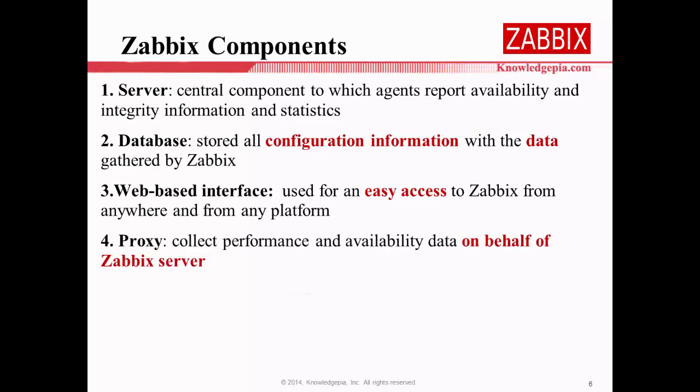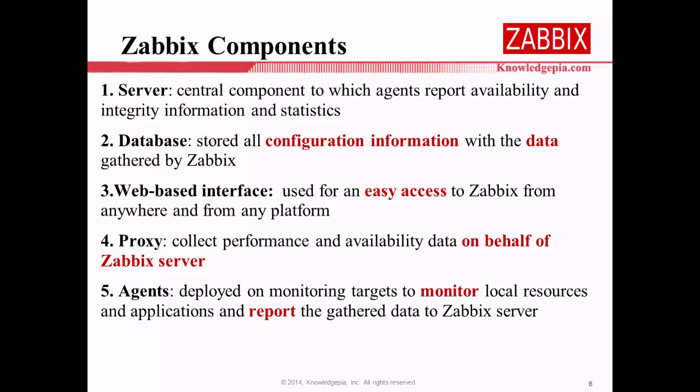When the Javix server collects data from the Javix agent, normally Javix can use a proxy to collect performance and availability data on behalf of the Javix server from the Javix agent. The Javix agent normally can be deployed on monitoring targets to monitor local resources and applications, and after that, the agent will report the gathered data to the Javix server. So the Javix agent must always communicate with the Javix server using some protocols.